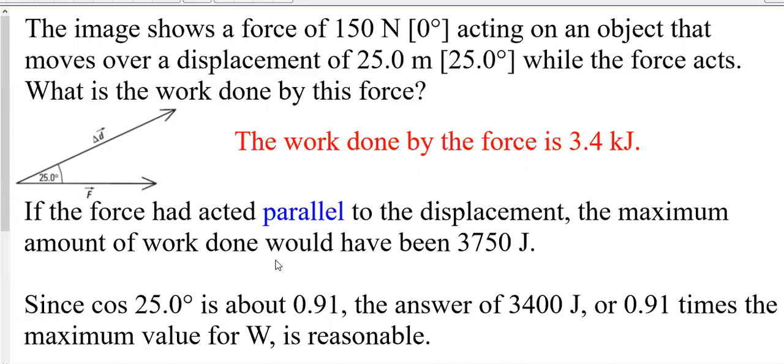So typically, if you're going to do any work, if you're going to actually move something with your own physical strength, you always want to try to make sure your force is acting in the exact same direction that you are moving, and you'll require less effort on your end.